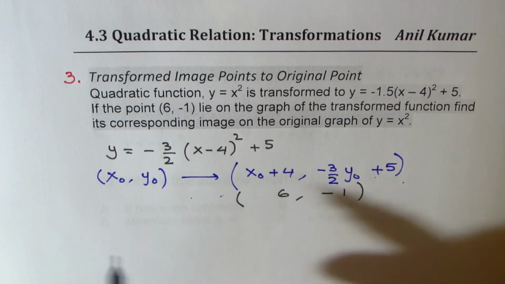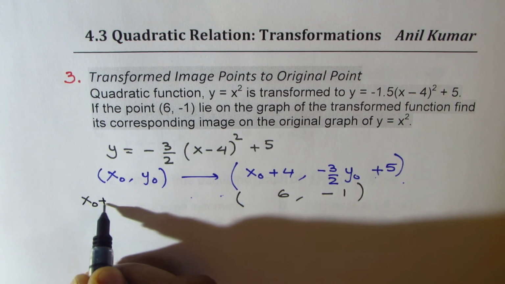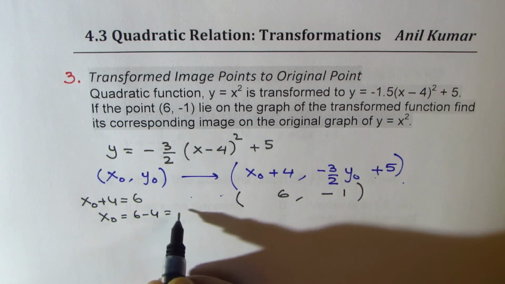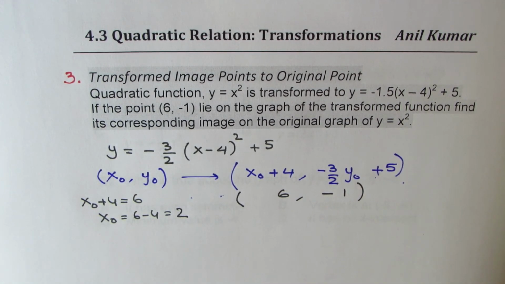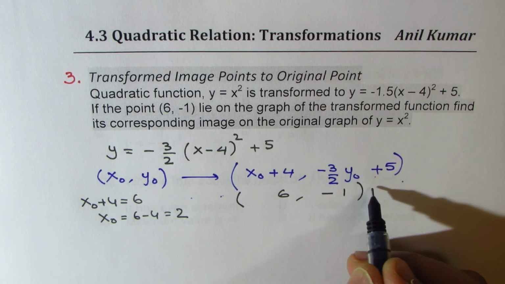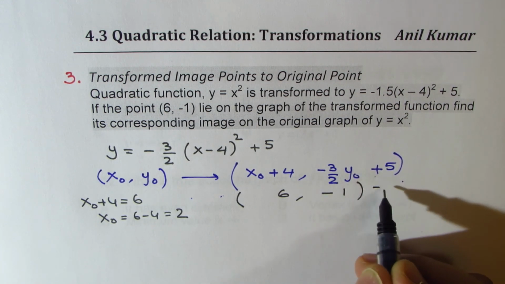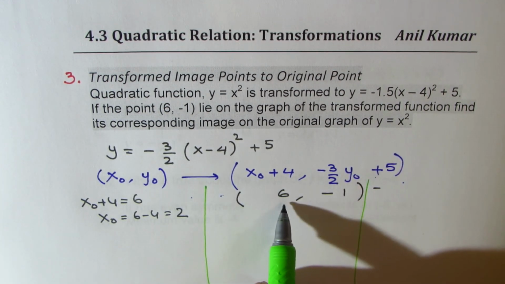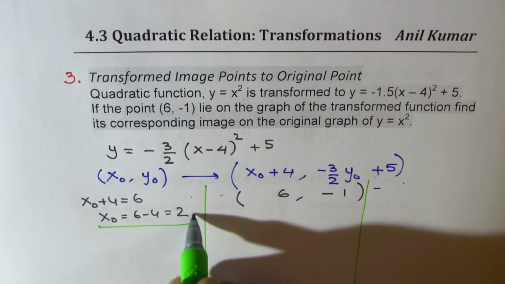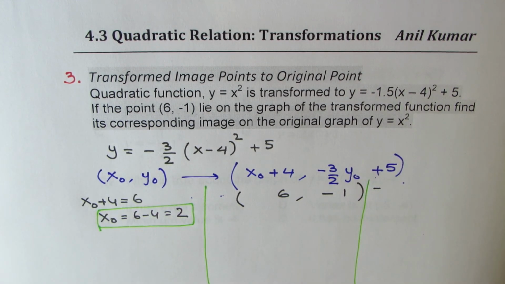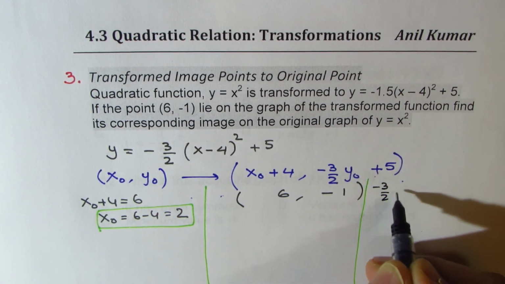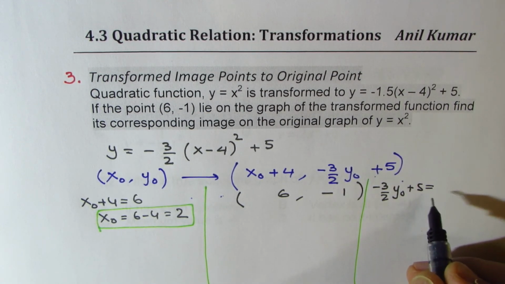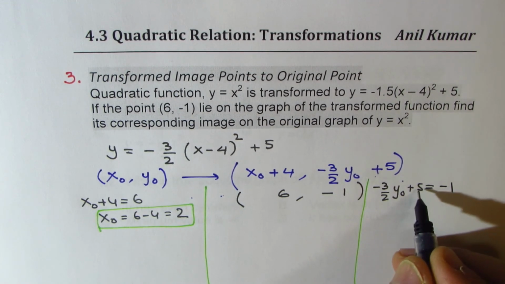Let's equate: the original x coordinate plus 4 is 6. So the x coordinate value is 6 minus 4, which is 2. Perfect. So we calculated this x value and got the answer. X coordinate is 2. For the y, minus 3 over 2 of the original y plus 5 is given to us as minus 1. So let's solve for it.